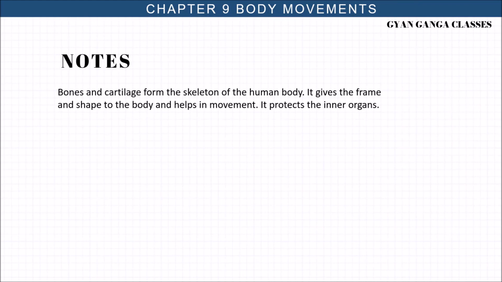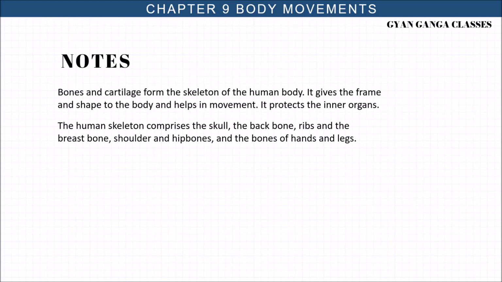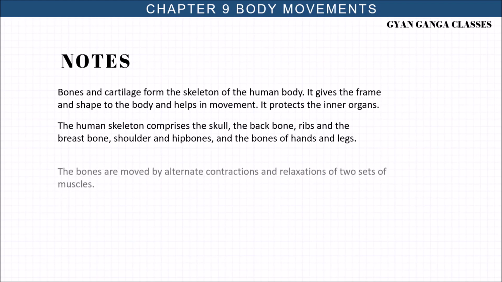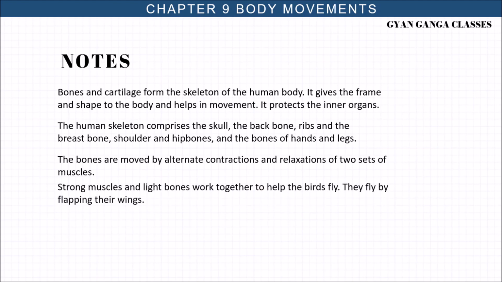Now let us summarize the chapter. The bones and cartilage form the skeleton of the human body. It gives the frame and shape to the body and helps in movement. It protects the inner organs. The human skeleton comprises skull, backbone, ribs, breastbones, shoulder, hip bones, and the bones of hands and legs. The bones are moved by alternate contraction and relaxation of two sets of muscles.